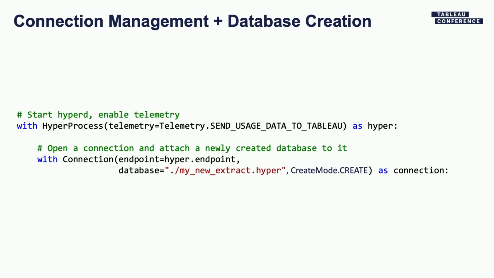Okay. How do I now do the connection management and database creation? I will just gloss over it quickly because it was already in the Hello World example. You first create a Hyper process and then you create a connection. It's easy as that. Now we're connected to a Hyper file.